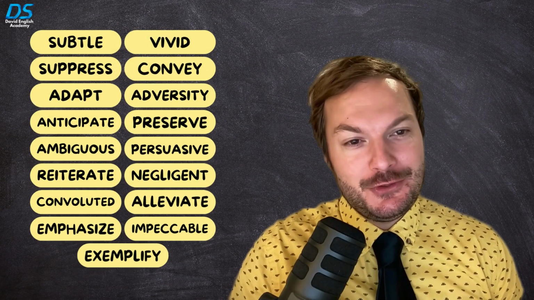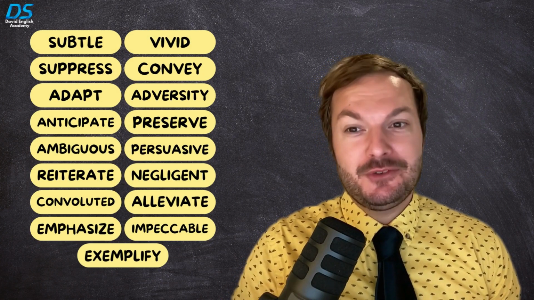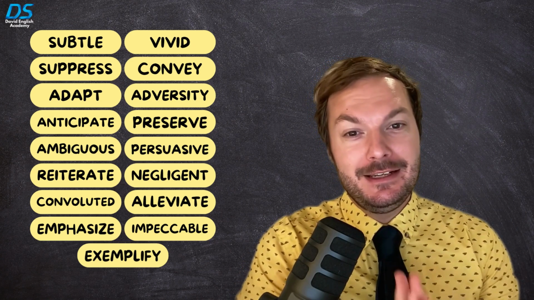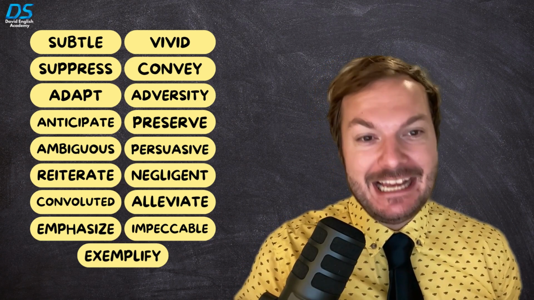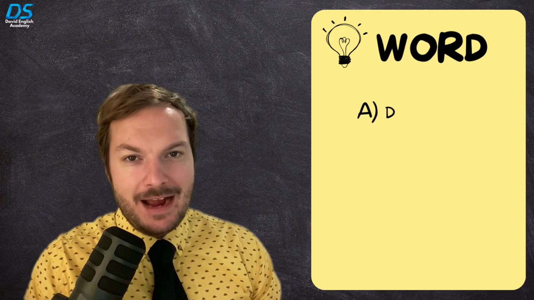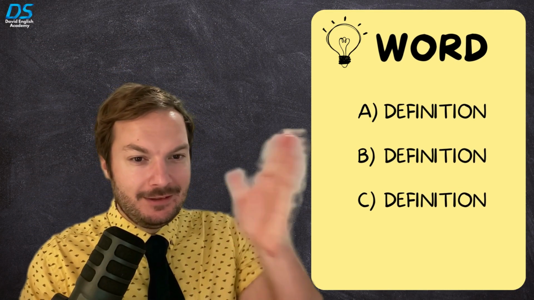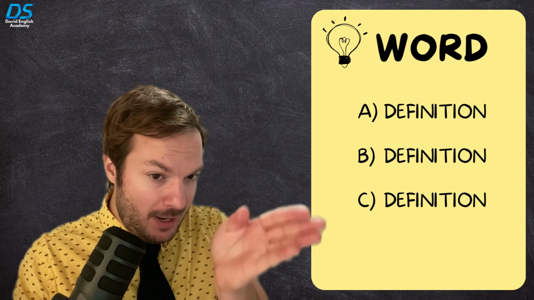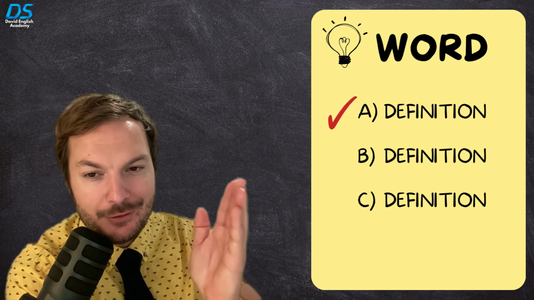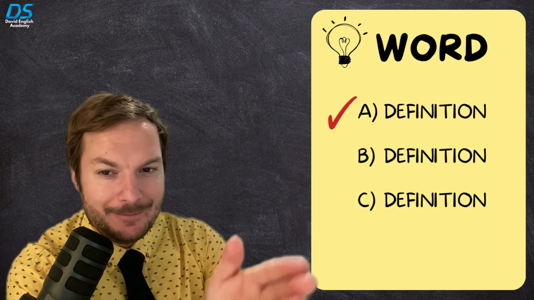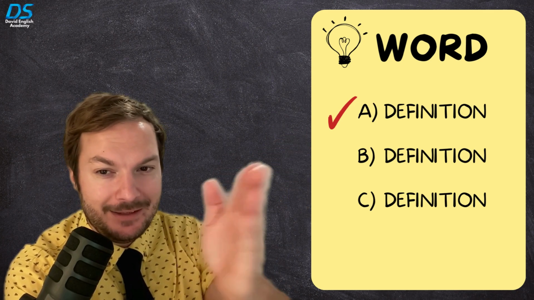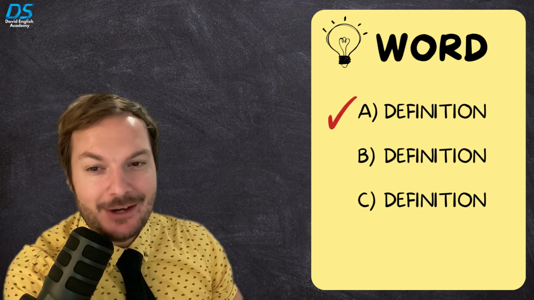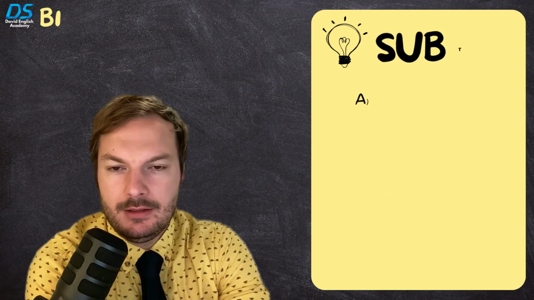Today, I'll challenge you with 17 words that will range from intermediate to advanced. And if you know all of them, you're truly elite in English. I'll show you a word and I'll give you 3 possible meanings. You're going to choose the correct one, just like this, where we have A for the definition. So let's get started and see how you do.